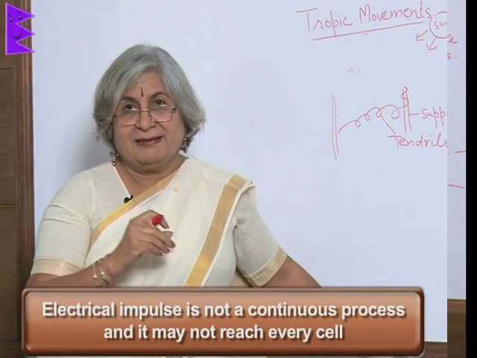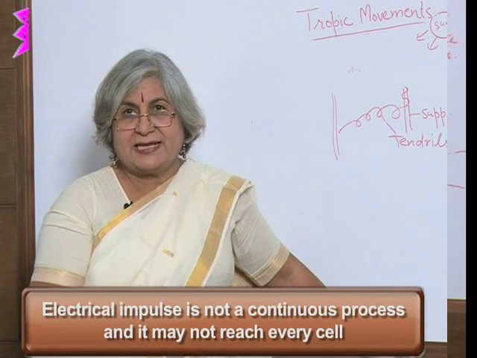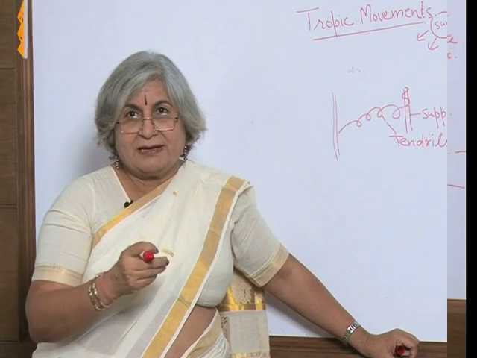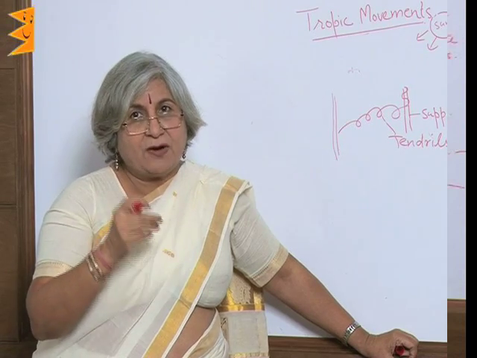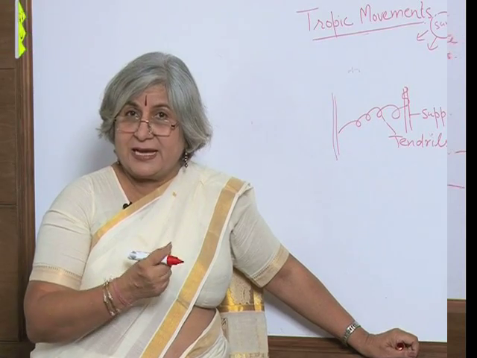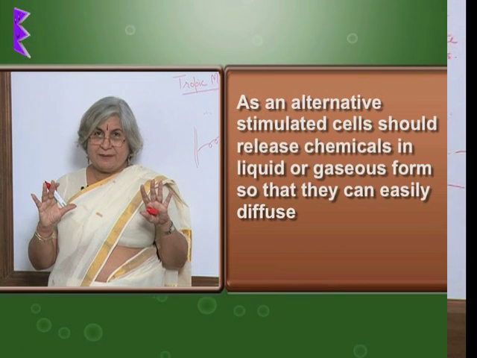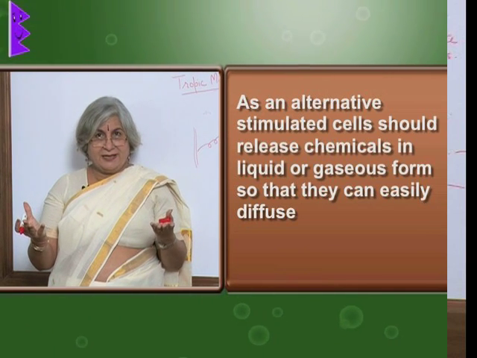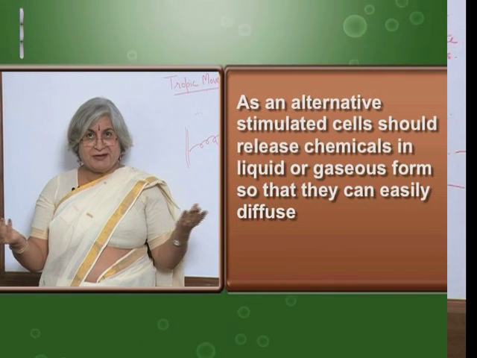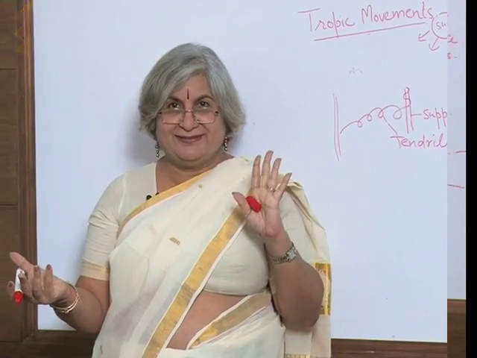Another point is that this kind of impulse may not reach every cell. That is what happens in the case of animals also. The electrical impulse or the nerve impulse may not reach every cell, but here we need it to reach every cell. So what is the alternative? Now imagine if there was a chemical in a liquid form or sometimes maybe gaseous form. Liquids can diffuse very easily all around. So that's the solution.